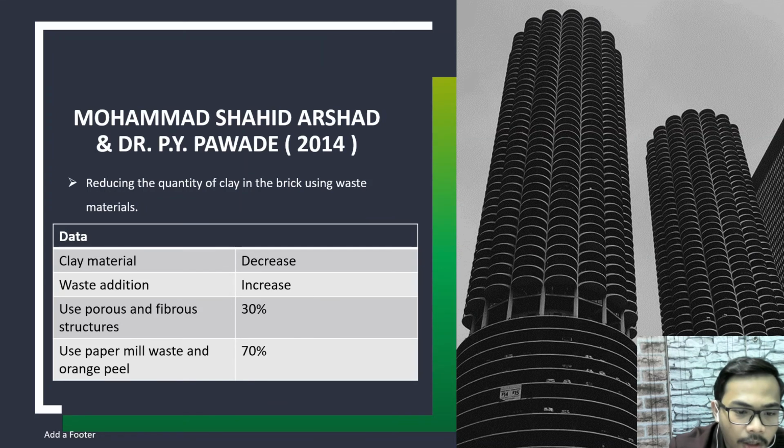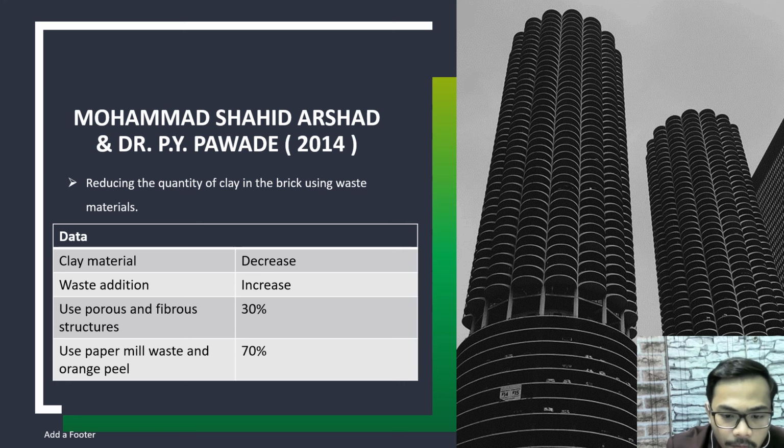So the last one is from Mohamad Sahid Arshad and Dr. P.Y. Perwait 2014. The method studied to reduce the quantity of clay in brick composition using natural waste materials. Bricks are prepared by inserting orange peel and coconut waste along with clay and paper mill waste as binders. The use of the natural waste serves the purpose of solid waste management. The addition of rubbish is done to reduce the shortage of clay material in many parts of the world.